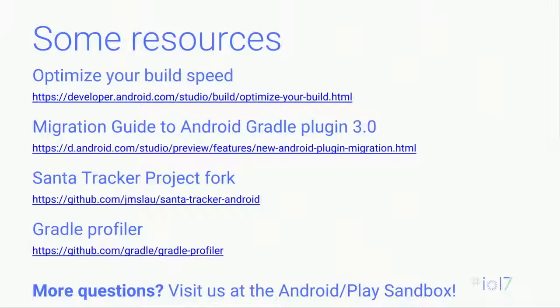Some resources. This is what we've seen today, the Central Tracker project fork. Look at the migration guide to Android Studio. Optimize your build speed. Look into the Gradle release notes. It's always like, when you receive a new JDK, you look at the new things in the JDK. When there is a new Gradle, you should look into what is new in there. There's always a bunch of useful utilities that you can use.